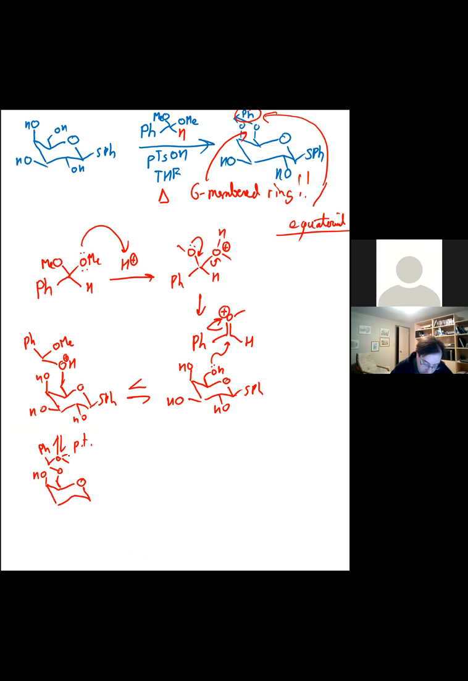Because what if we just protonate the other oxygen? Well, now it looks like suddenly the shoe is on the other foot, and the leaving group becomes that methanol.